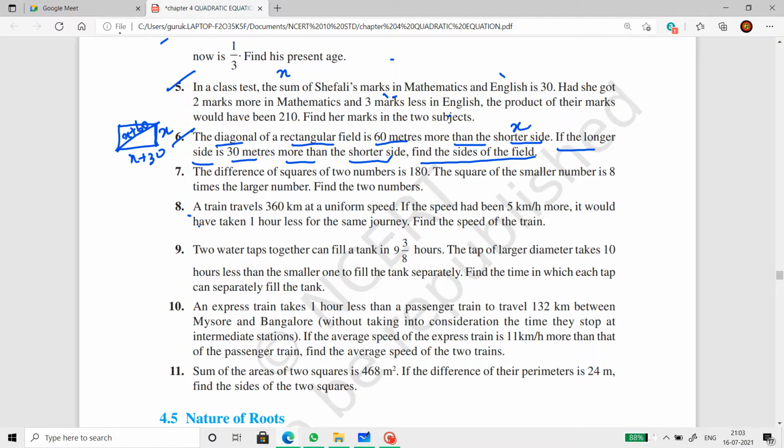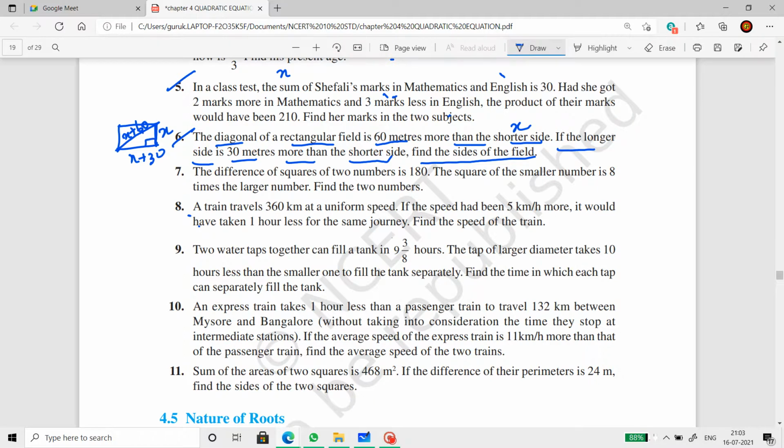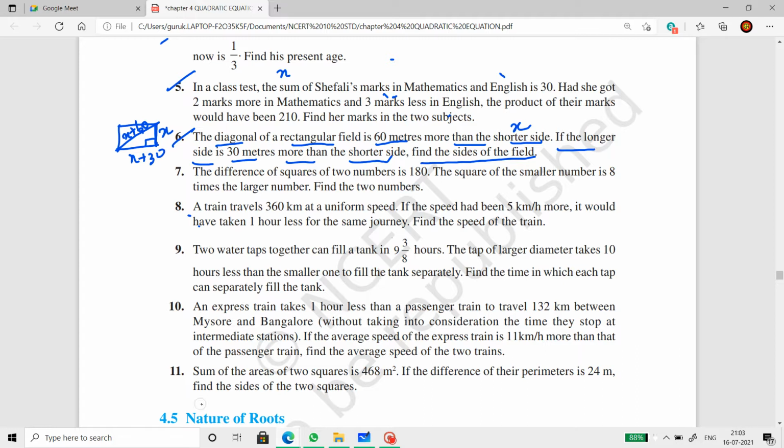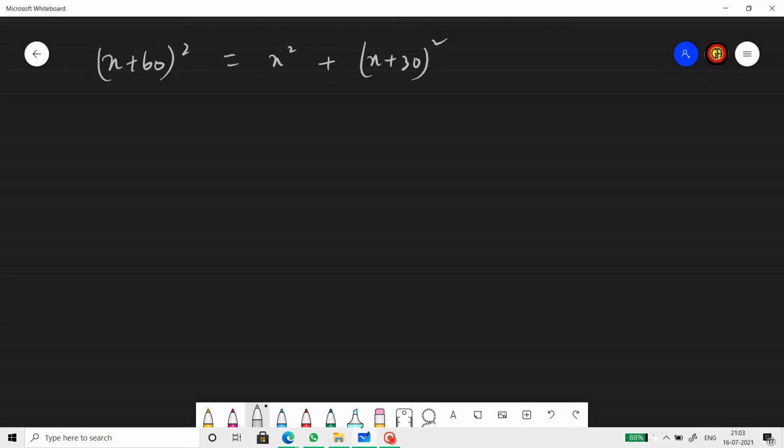Now being a rectangle, we know that the sides make 90 degrees. So we can use Pythagoras theorem here. So x plus 60 the whole square equals x square plus x plus 30 the whole square. Alright, let's see what is the question number, sixth question. X plus 60 the whole square equals x square plus x plus 30 the whole square.